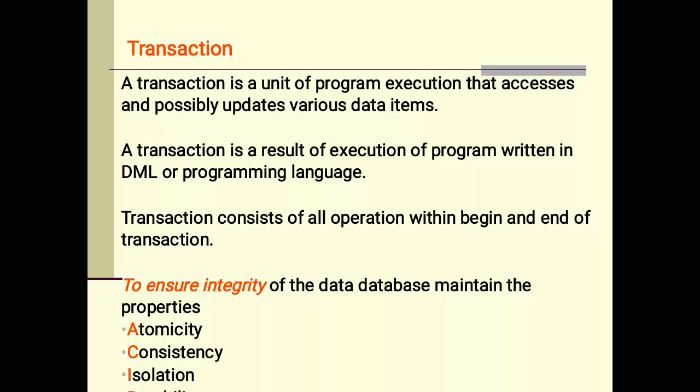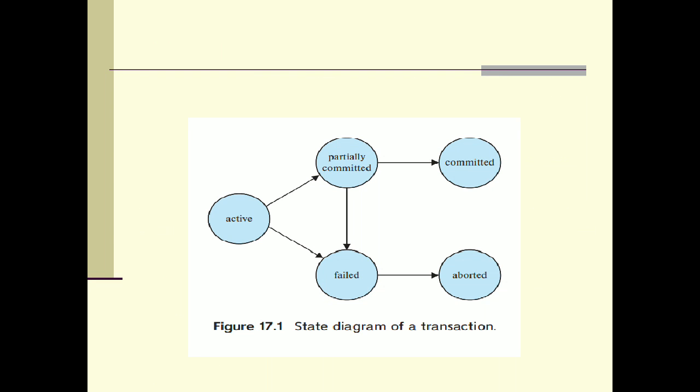Now, for a successful transaction, each and every transaction has to follow some properties. So there are 4 properties which are called ACID properties, where A is atomicity, C is consistency, I is isolation, and D is durability.